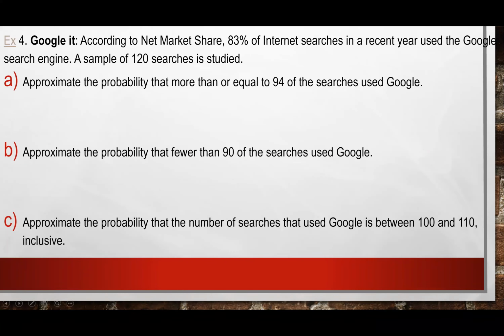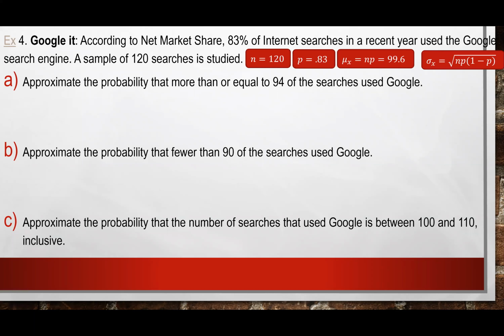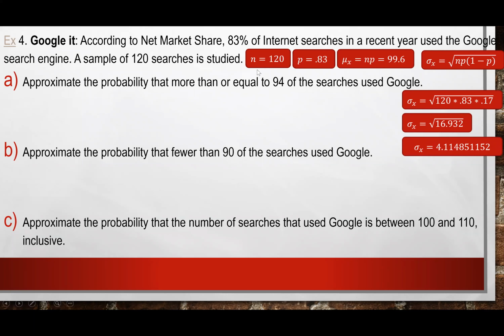Okay, so before we can do A, we need a mean. Reminder, the mean is n times p. And we need the standard deviation, which is the square root of n times p times 1 minus p. If I plug it in, this is what I have. You can either put in the square root of 16.932, or you can put in 4.114851, at least 6 or 7 decimal places. I use the whole thing, since it's just a few numbers to crunch in.